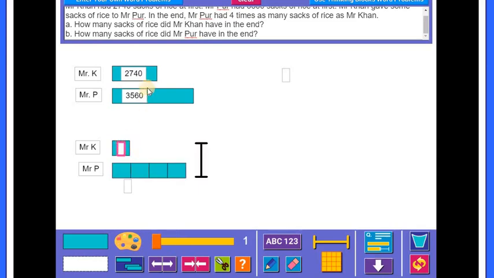So we have to add them all first. How many sacks do Mr. Khan and Mr. Poor have? So you add 2,740 plus 3,560. You can make a long addition on your scrapbook. The answer is 6,300 sacks. So here we can also write down that the total of the sacks is 6,300.